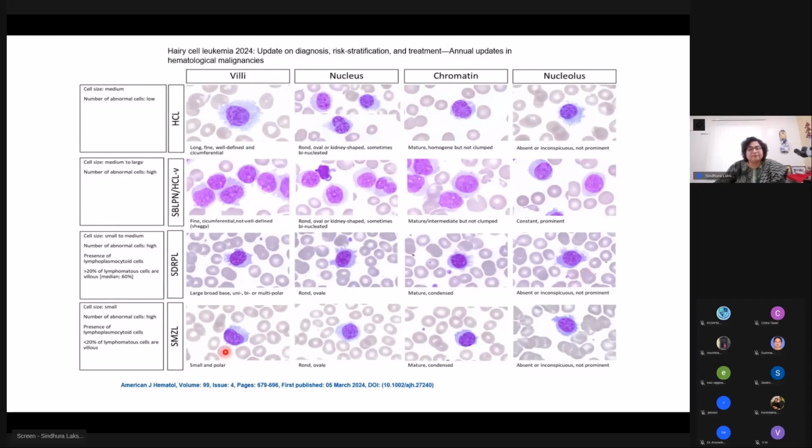Whereas SMZL is much more common compared to all other three variants here. There will be polar villous projections. The earlier name for SMZL was splenic villous B-cell lymphoma. So it used to be called SLVL, splenic lymphoma with villous lymphocytes. So you should always note the type of villous projections and not jump to the diagnosis that just because you saw hairy projections, it is hairy cell leukemia.